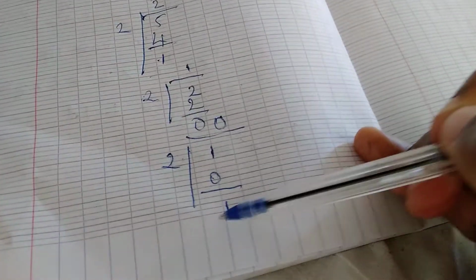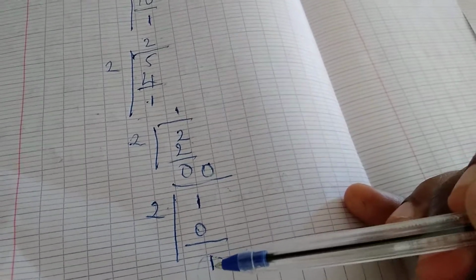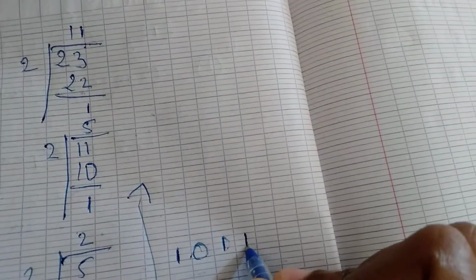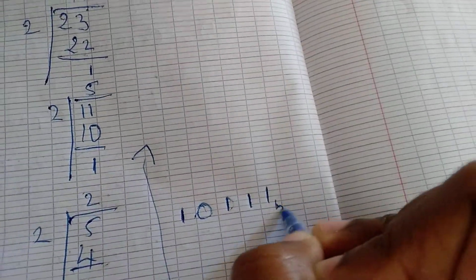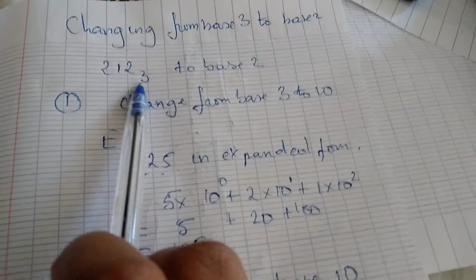As I explained, I'm going to read all my remainders. So my first remainder here was 1, my second one 0, third one 1, fourth one 1, and 1. So in base 2, this is the answer for 212 in base 3.